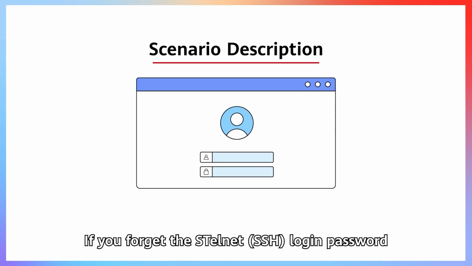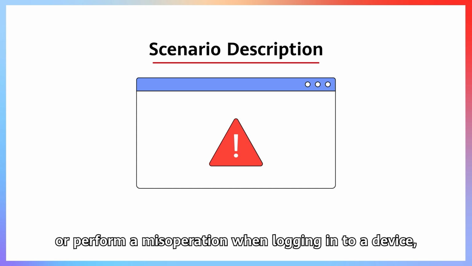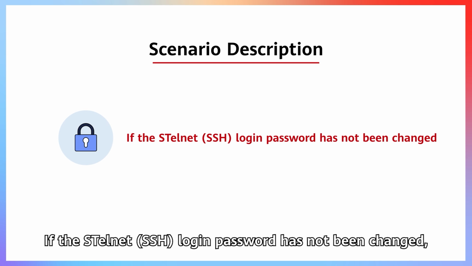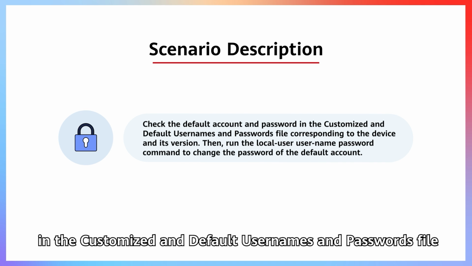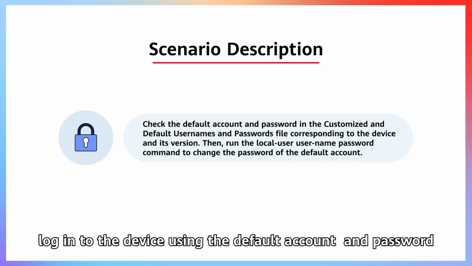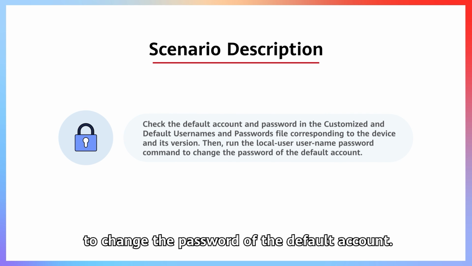If you forget the S-Telnet login password or perform a misoperation when logging into a device, login or management may fail. If the S-Telnet login password has not been changed, check the default account and password in the customized and default usernames and passwords file corresponding to the device and its version. Then, log into the device using the default account and password and run the local username password command to change the password of the default account.